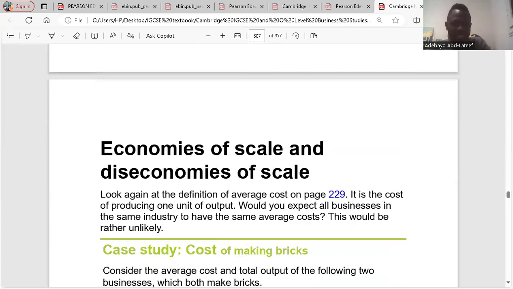What else do they talk about there? And that's all about cost. Okay. So go to economies of scale.